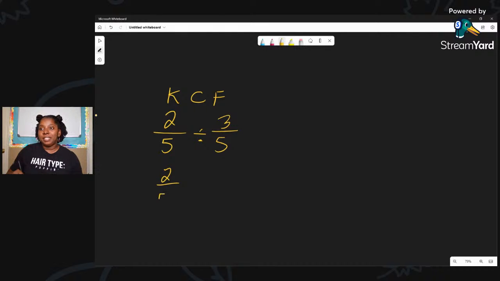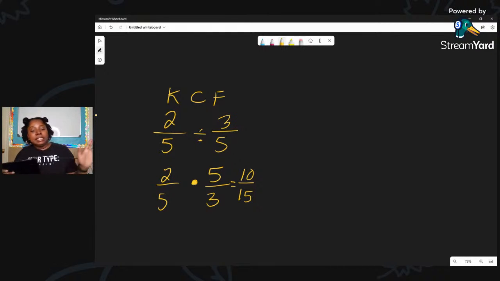So 2/5 times, and because we flipped it to multiplication, we're going to flip that last fraction. So instead of dividing by 3/5, we're multiplying by 5/3. And then we go straight across. Multiply the numerators, multiply denominators. And that's it. We can reduce it, obviously, but that's the main gist of dividing fractions. I hope that was helpful, Stan Ladiva.